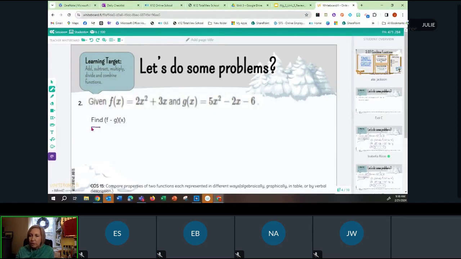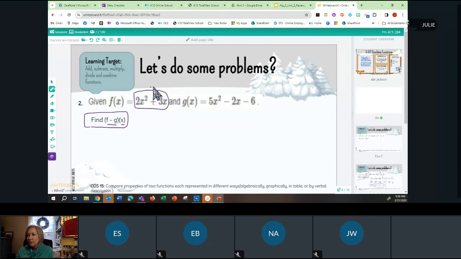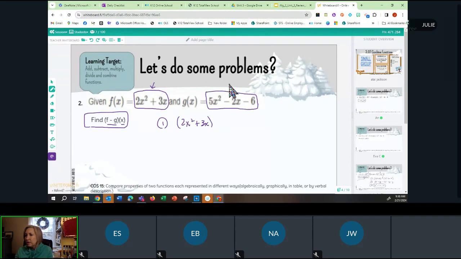All right, and number 2, they're going to ask us to find, let's look at this. In the first parentheses, it says f subtract g. And then in the second parentheses, it has x. So that means we're going to take f of x, which is this, and I'm going to put it in parentheses. And then we're going to take g of x, which is this, and we're going to subtract g of x from f of x.